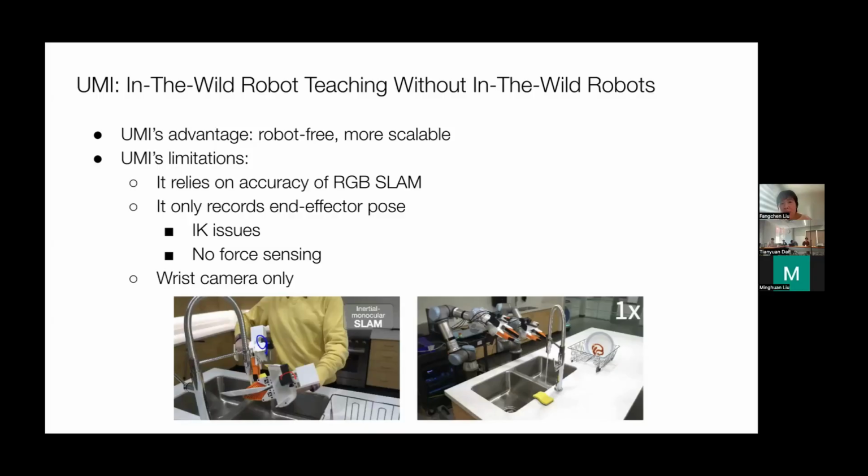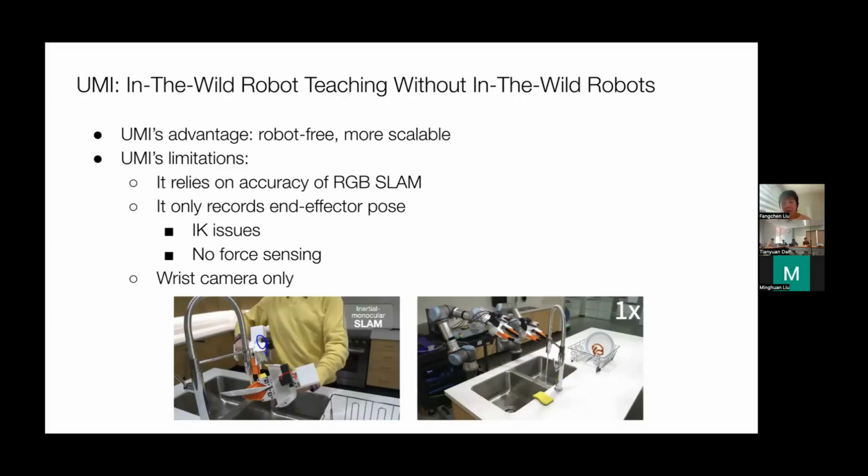The advantage of UMI is that it's robot-free and more scalable, which we all know. The limitation is that the first version of UMI relies on the accuracy of RGB SLAM. Actually, the open-source RGB SLAM solutions are not that robust if you really try them. It also only records the end-effector pose, so of course there will be some IK singularity issues. And there is no force sensing.